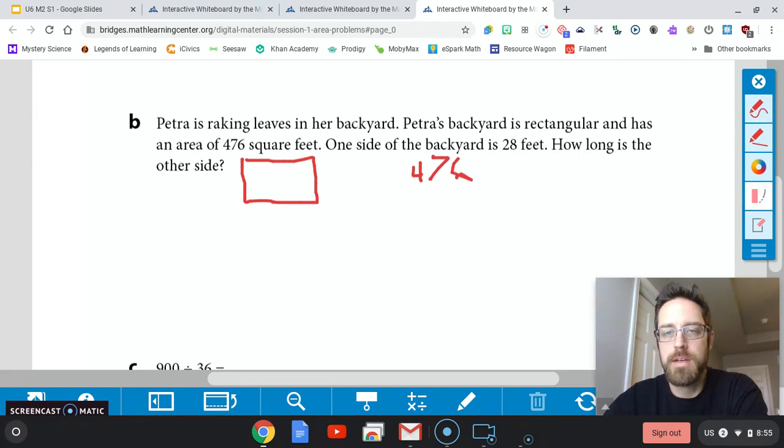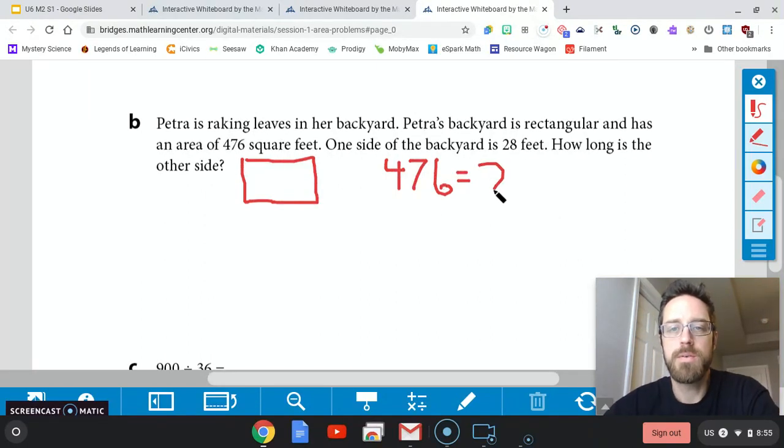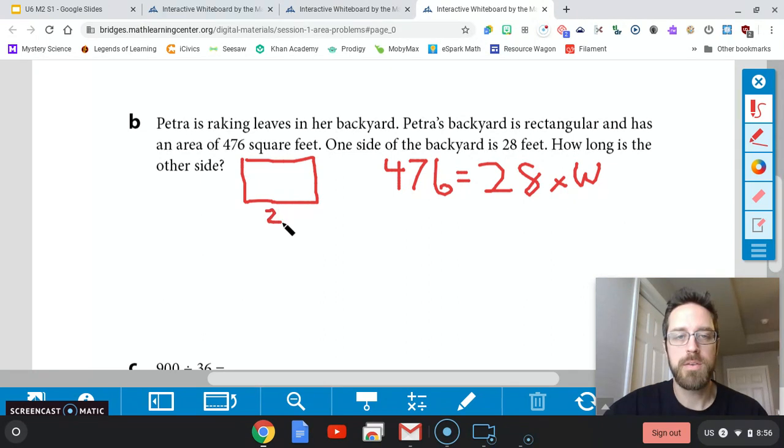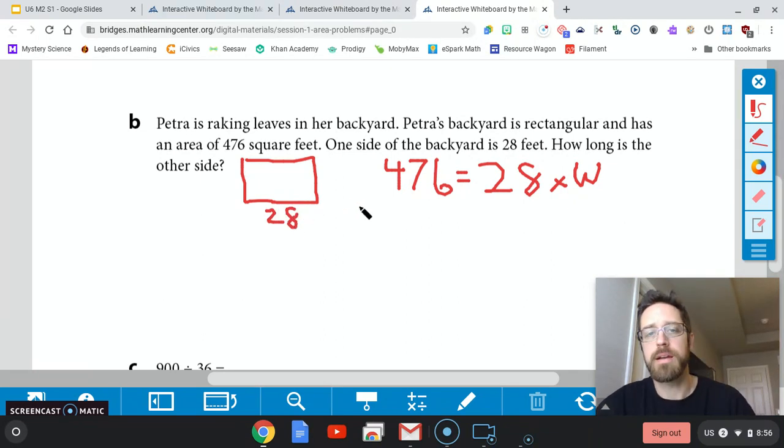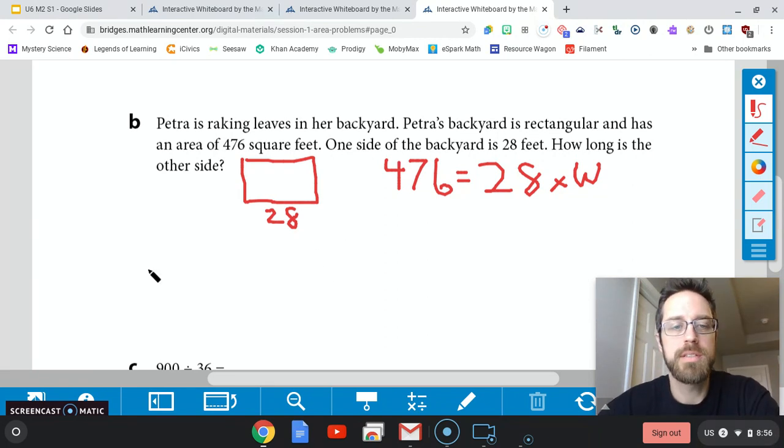Let me just erase. Oh, I lost my mouse here. Here we go. Sorry about that. 476. So the area is 476, and then we know one side is 28, and does it really matter if it's the length or the width? In this case, it really doesn't, so we'll use the width. So if we know the length is 28, or the width, doesn't matter, we're trying to figure out 28 times what gets us 476. So again, I'm going to set up my ratio table.